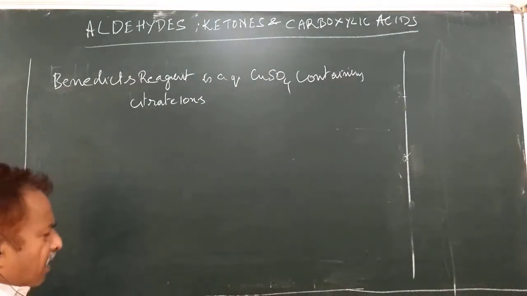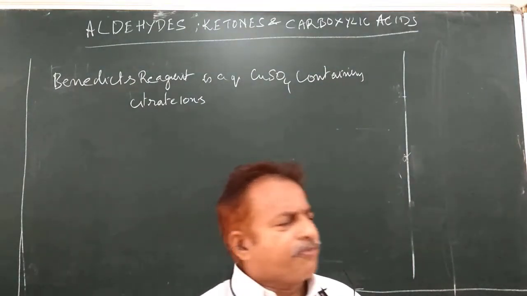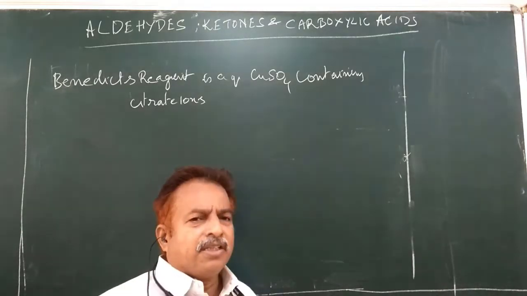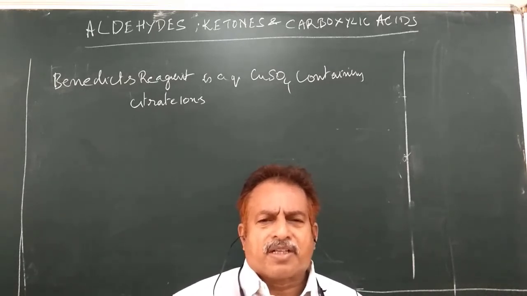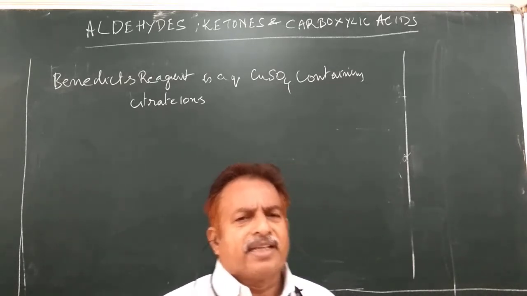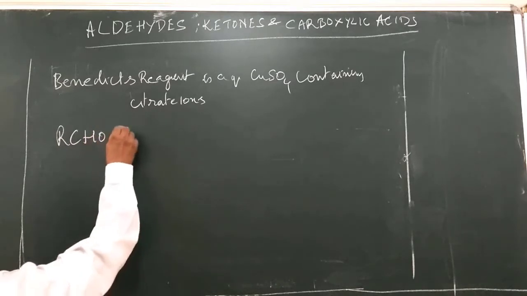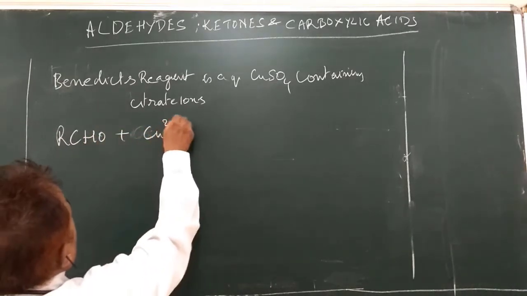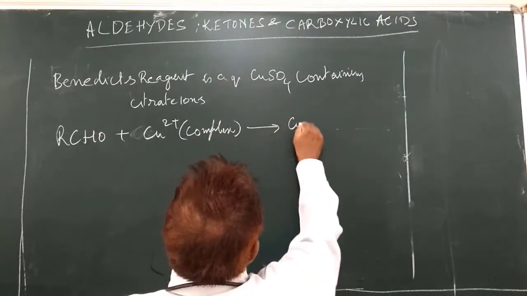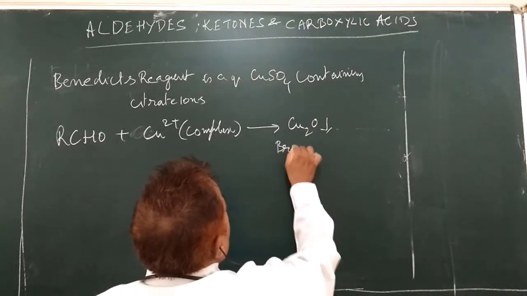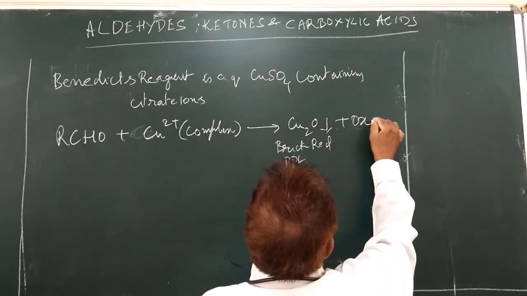Now the reaction is: take 1 ml of an aldehyde in a test tube and add a few drops of Benedict's solution and shake well. We get a brick-red precipitate of cuprous oxide. If on shaking the precipitate does not come, just warm it in a water bath, then the reaction occurs. So here, RCHO plus Cu as complex, we get Cu2O, brick-red precipitate, and oxidation products.